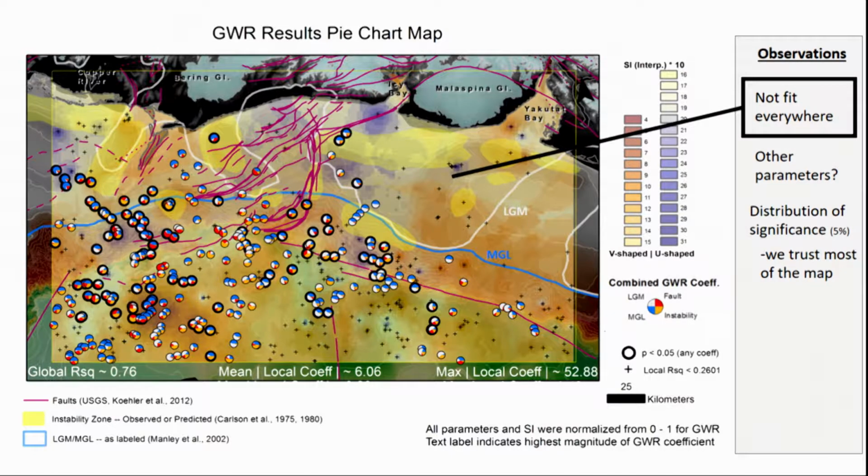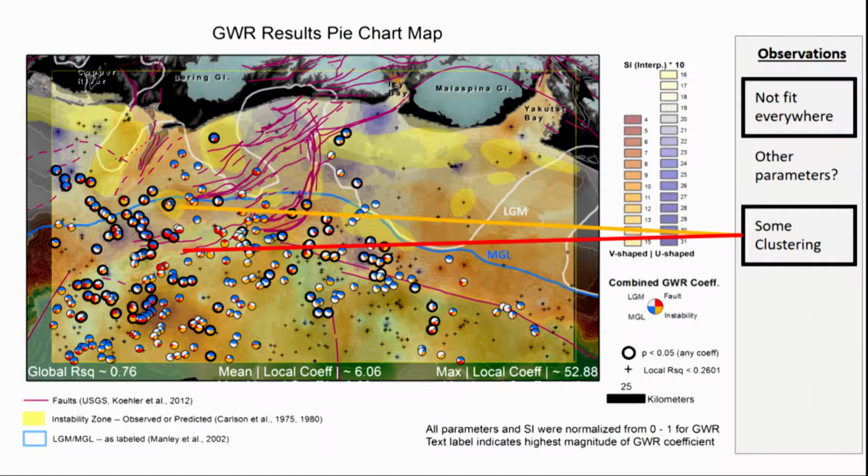I've plotted here also the distribution of significance. I put a dark circle around the points where we had significant coefficients. That's something you need to be aware of when you do geographically weighted regression. What I see here is that we have a pretty good spread. Not every single point was significant, but most of the map is covered by significant coefficients.